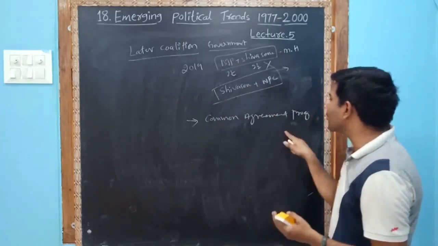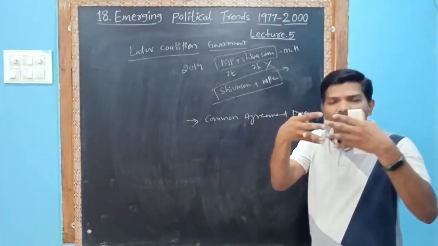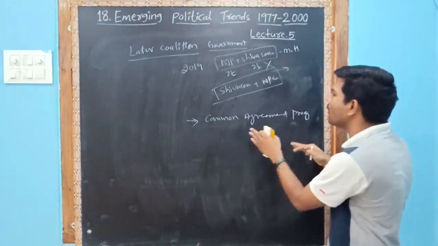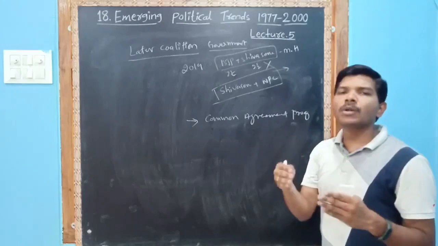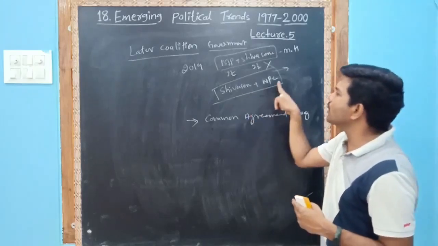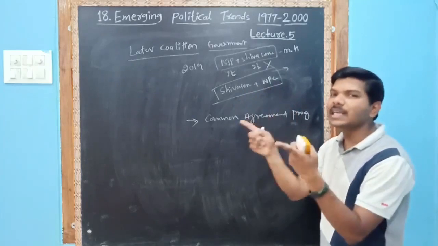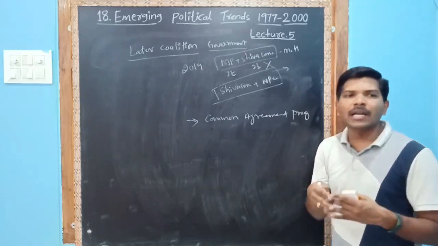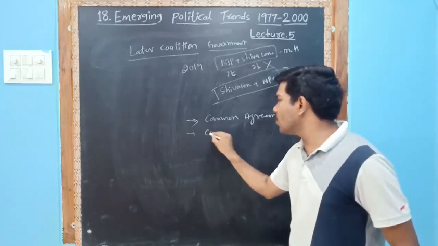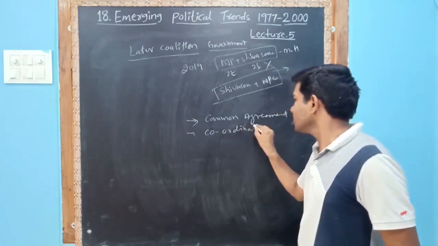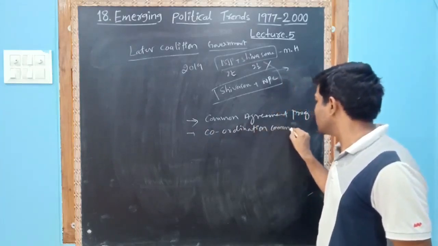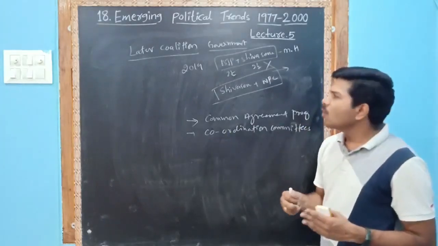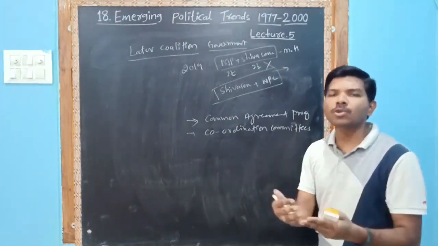So that is the common agreement program. We both come together, we both make friendship, and we have to make a common agreement program. Whatever program you do should not hurt NPC, and should not hurt you. Both will come under the common agreement program, and there will be a coordination committee. This coordination committee will decide what we should do, what the do's are and what the don'ts are.